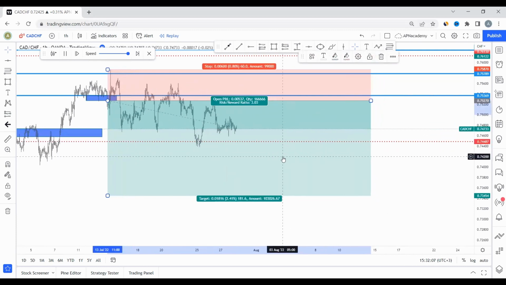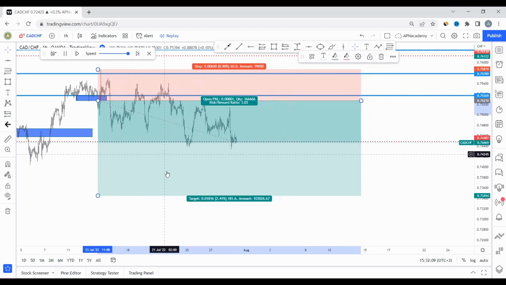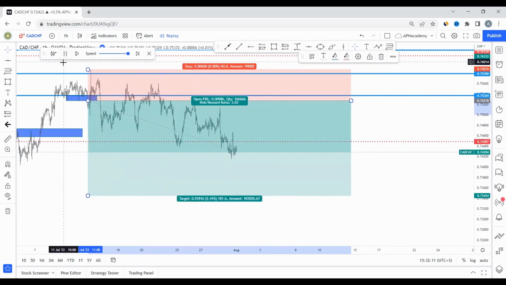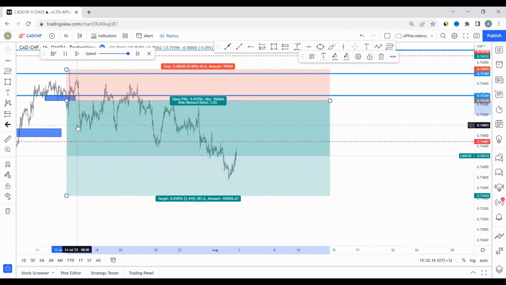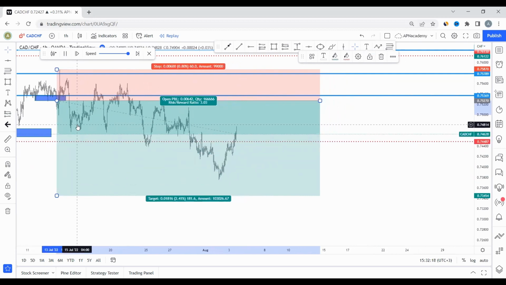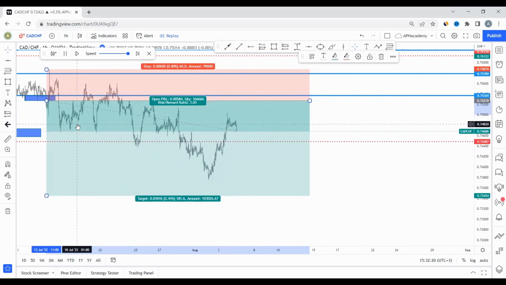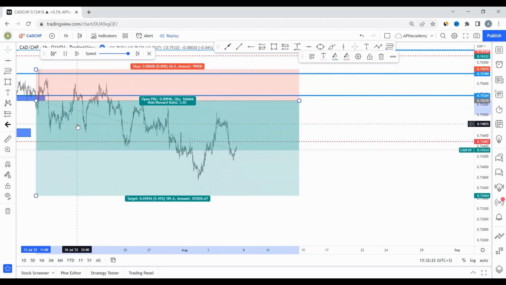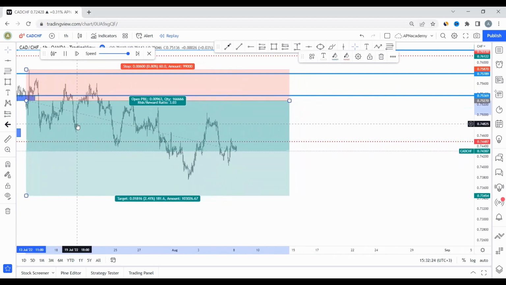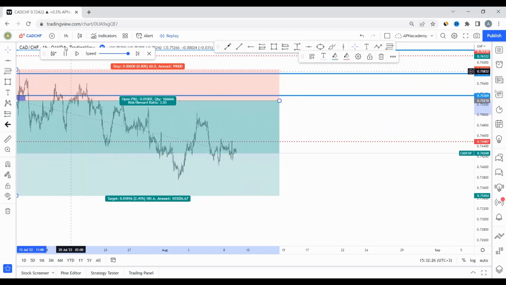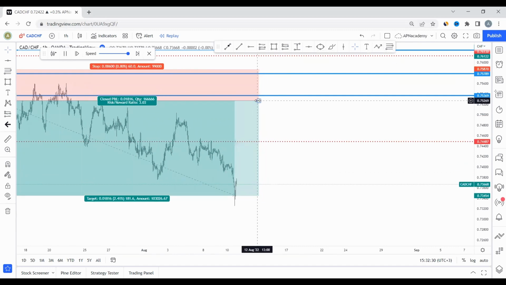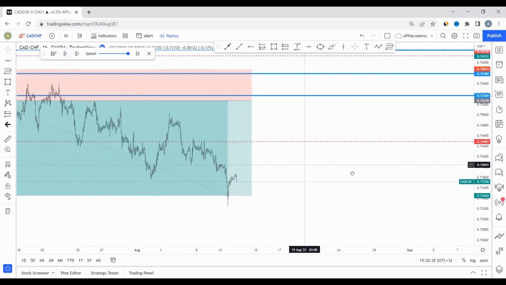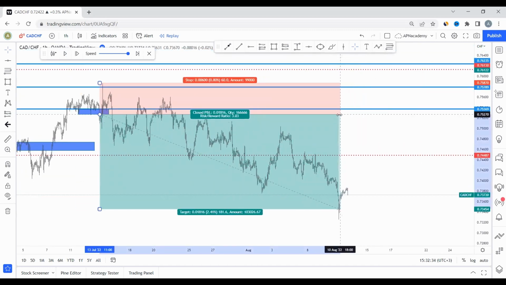But the rules have been met: impulse, retracement, impulse. We expect the market to go down, right? So let's see how it plays out. Okay. It required a bit of patience, this one here. So we did hit our target just here, right?